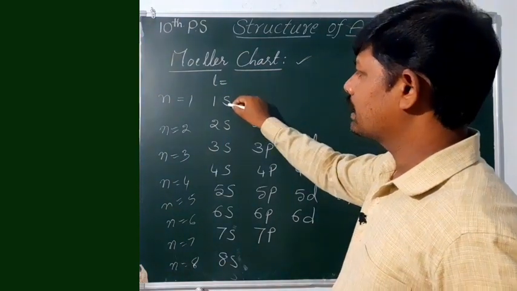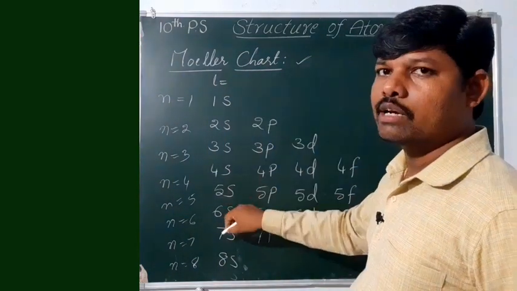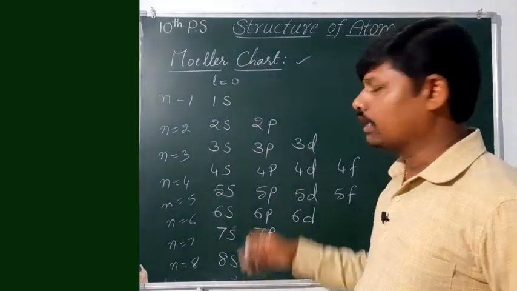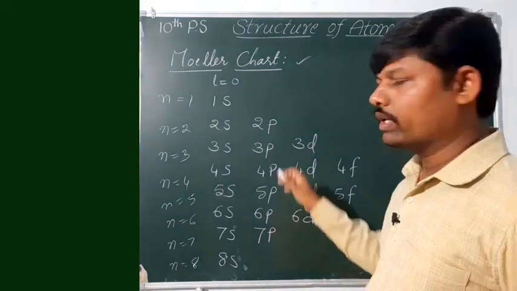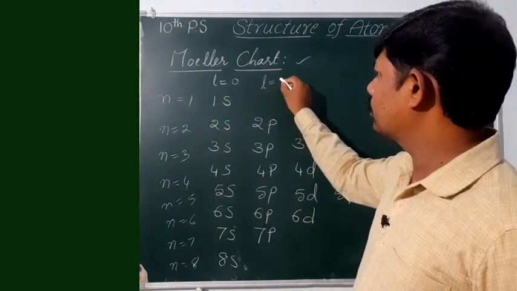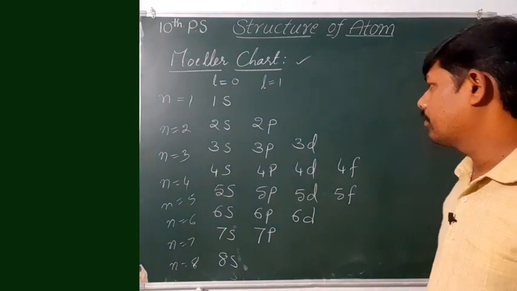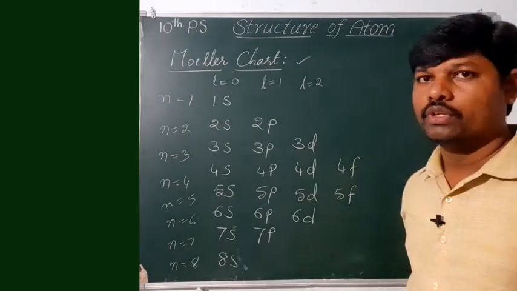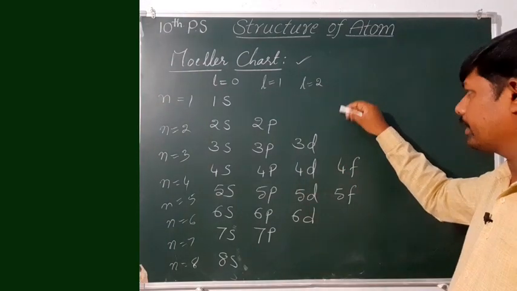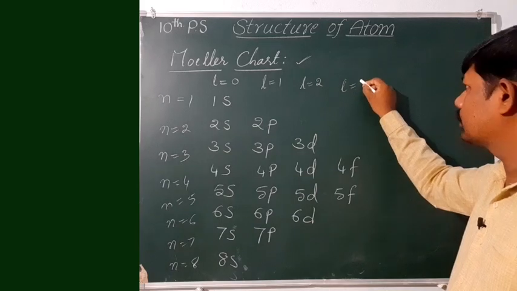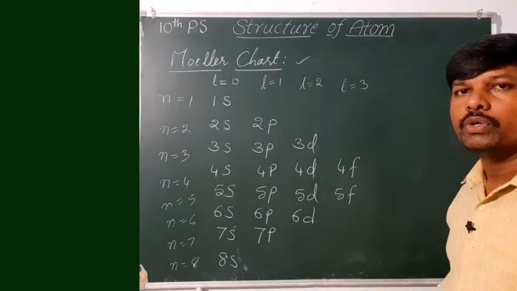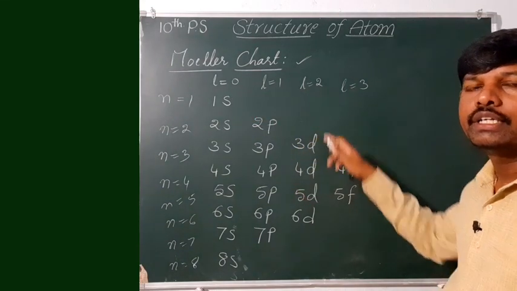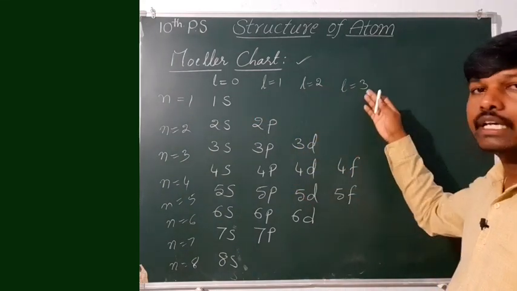L is equal to s orbital means what is the value of l? 0. And p orbital, what is the l value for p orbital? L is equal to 1. What is the l value for d orbital? L is equal to 2. What is the l value for f orbital? L is equal to 3. So you have to remember: s orbital 0, p orbital 1, d orbital 2, f orbital 3.